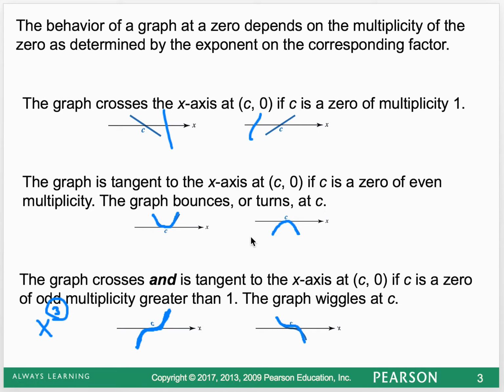So these features of the graph are really important. Now this one, it's obvious you must do this, and this one it goes straight through, but it's these odd multiplicities we got to be careful of, and don't just draw your line straight through. Show the feature of that graph that it has a little flat spot there.